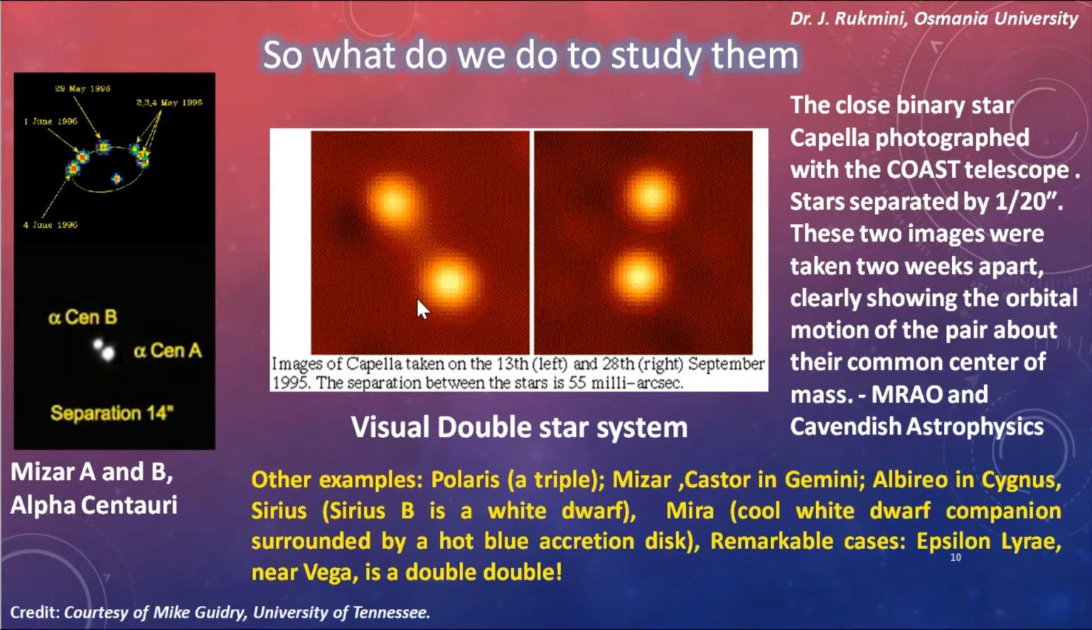Here you can see another example, Capella, wherein the two components were imaged one week apart. You can see that the relative position of the components changes with time. So in the imaging method, the relative positions of the components are recorded, and then the orbital elements are derived for the system, successively followed by deriving the physical elements.